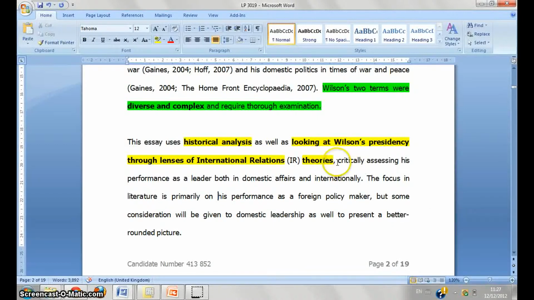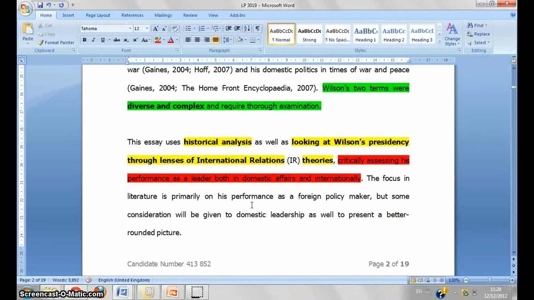Now, next thing, I'm critically assessing his performance as a leader, both in domestic affairs and internationally. Critically assessing performance as a leader in domestic affairs and internationally. Now, in this bit, I want to highlight it in red for you. Sorry, I'm going to highlight it in red. In this bit, I am echoing the assignment question. I'm saying this essay is doing this.